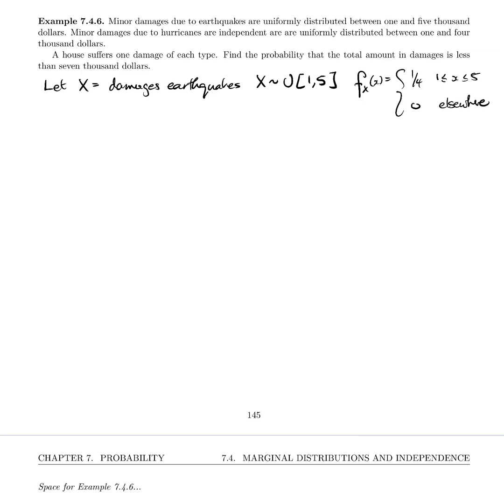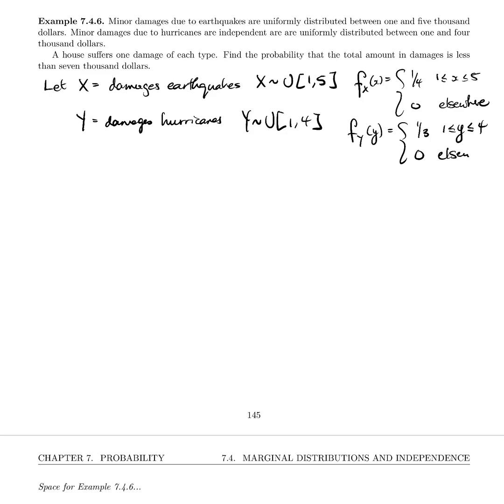We are going to let ourselves have another variable, and we're going to call it y, and y is going to be the damages due to hurricanes. And we're told some information about y as well. Y is also uniformly distributed, but now it's between 1 and 4, not 1 and 5, $1 and $4,000. And so we can write its density function as 4 minus 1 is 3, so 1/3 for 1 less than or equal to y less than or equal to 4, and 0 elsewhere.